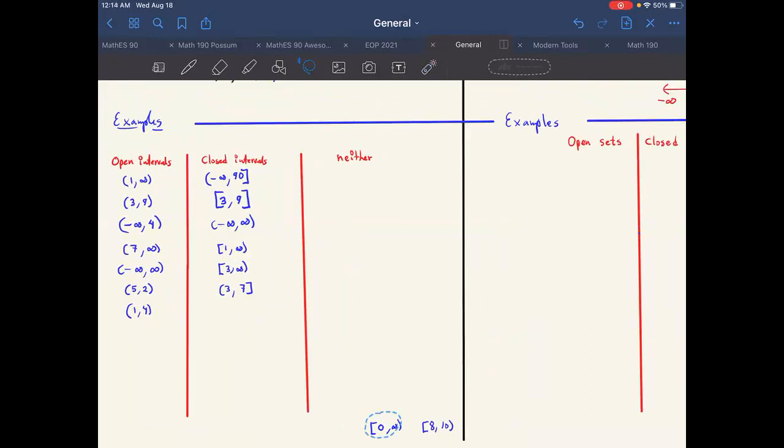That is, wait, hold on. This is not a closed interval. This is neither, right? That's neither. What about this one? That's a closed interval. What about this one? This is neither. Are you confused? I hope you're not. You may say, how come this is closed, but this is neither? They look pretty much the same, Professor. Yep, they look pretty much the same, but this is infinity and this is 10. Get it? Oh, I get it. All right.